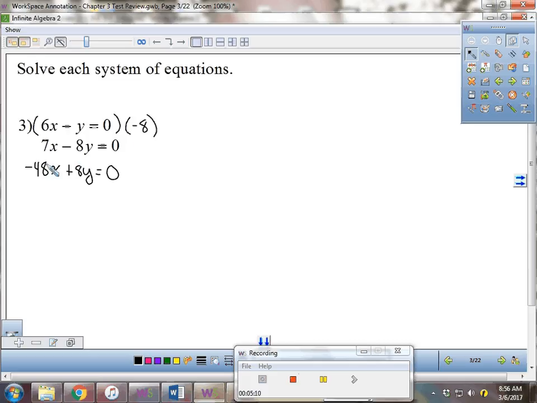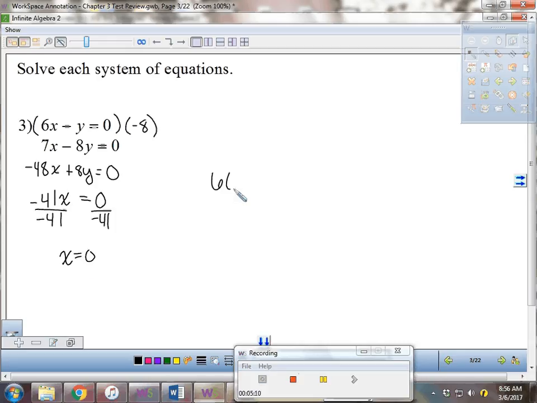Alright, now I can add these two together. So I got 7 minus 48, which is going to give me a negative 41x. The 8y will cancel. So all I have to do is divide by negative 41, and x is 0. Then I can go back up and plug x in. So I have 6 times 0 minus y equals 0. Well, this will be 0.